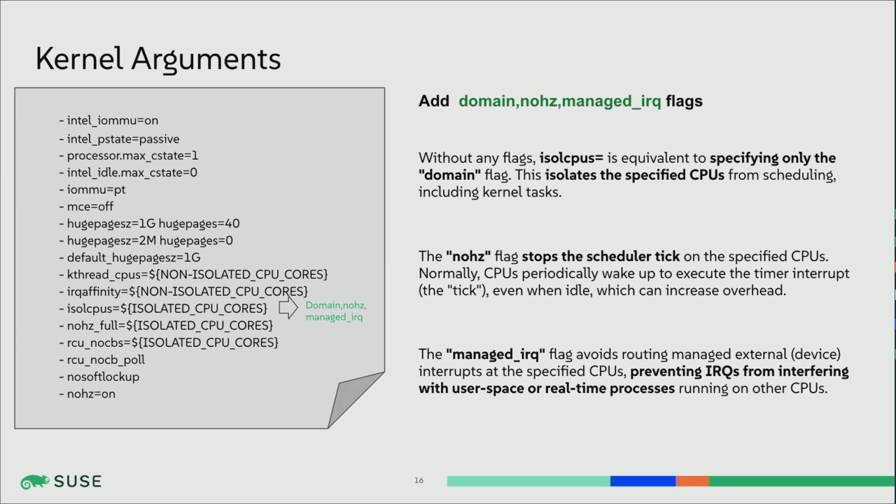So with this parameter, we are able to reduce the number of CPUs that are going to have interruptions, or handle the interruptions, and the latency is really improved.